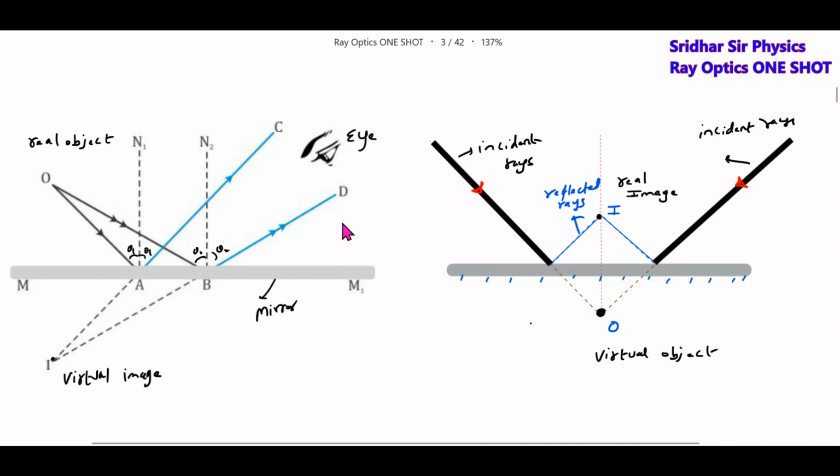How to trace out a real or virtual image? A virtual image will be formed when the reflected rays diverge from a point. The point of divergence is the position of the virtual image. If the reflected rays converge, they will form a real image. The point of convergence will be the position of the real image. And there's a very fundamental point, try to remember, very, very important.